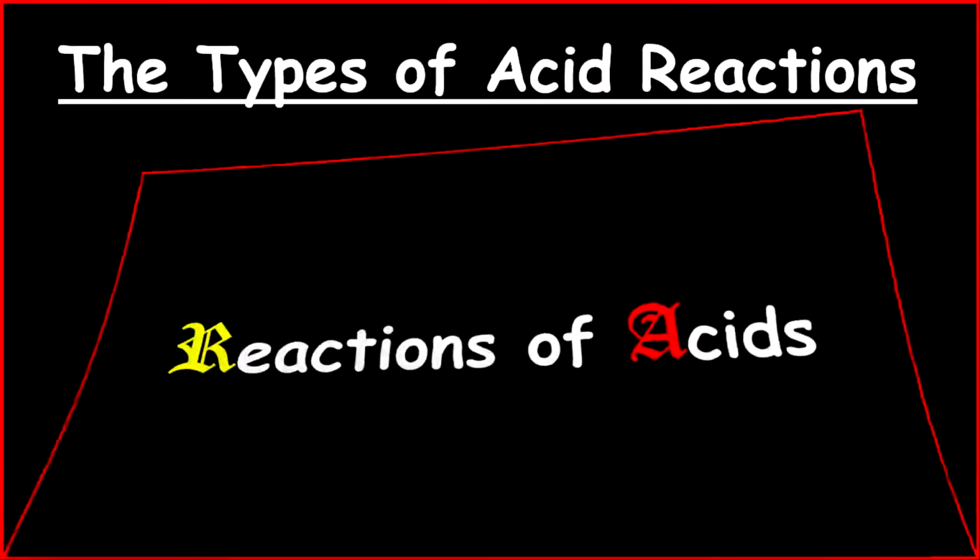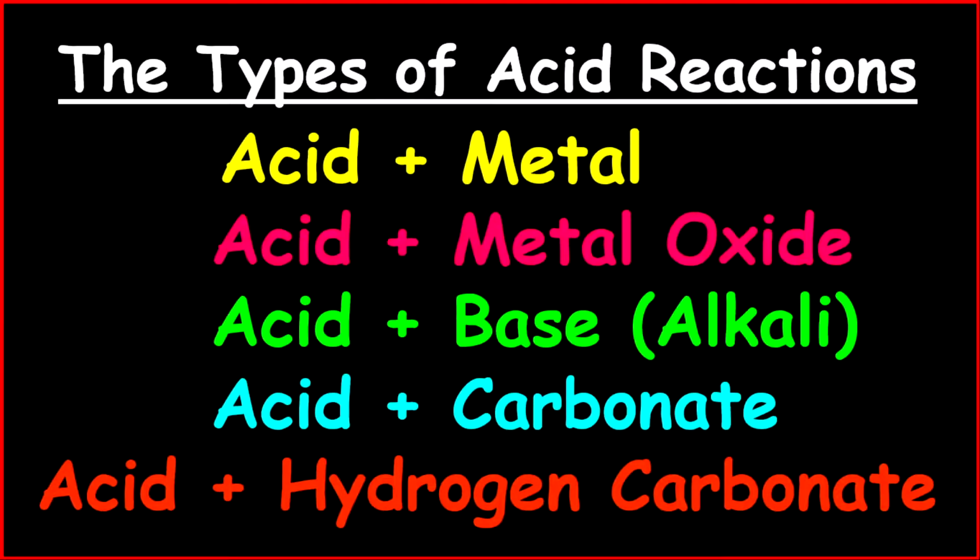Today's topic is on the reactions of acids. The types of acid reactions that we are going to look at today include acid reacting with metal, acid reacting with metal oxide, acid reacting with base or alkali, acid reacting with carbonate, acid reacting with hydrogen carbonate, and I'm also going to include the reactivity series of metals.